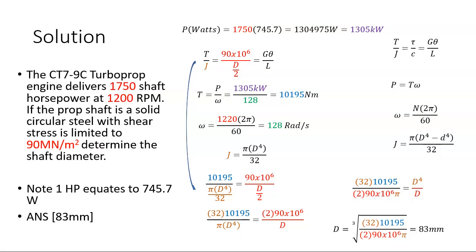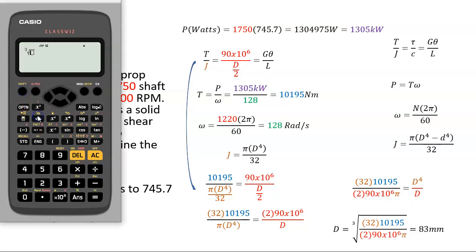So if I want to get d, I get the cubed root of all of this expression here. So if I bring up my calculator, it's the cubed root of, so it's 32 by 10195 all over 2 by 90 by 10 to the power 6, by pi. And I get 0.083, which is rounded off to 83 millimeters.